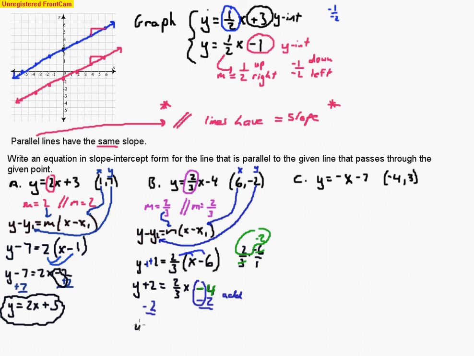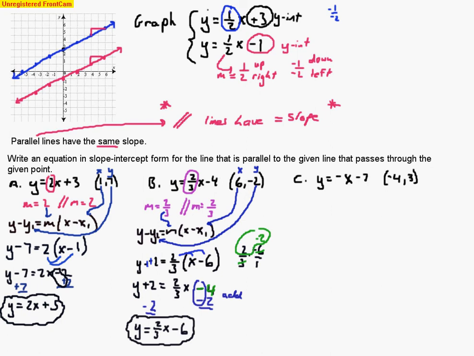Now we have y by itself. It equals 2/3 multiplied by x minus 6. And that's the answer in slope-intercept form. So again, these two lines are parallel. They have the same slope, 2/3 and 2/3. But this line here that I just came up with passes through the given point.